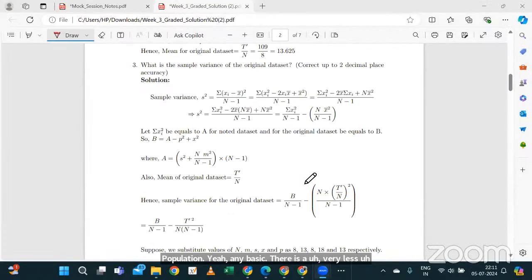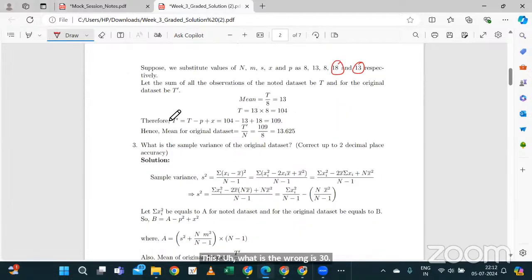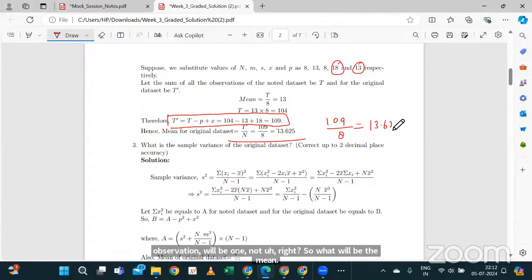See, here it is given that the wrong value is 30 and 18 is the correct one. So the new sum of observations will be 109, right? So what will be the mean? The mean will be 109 divided by 8, which is 13.625.